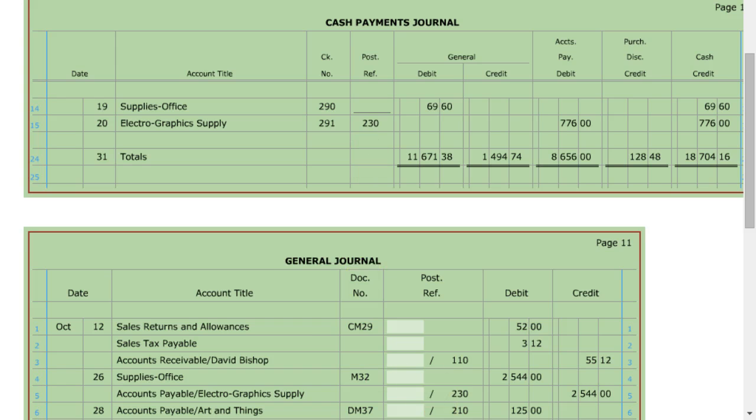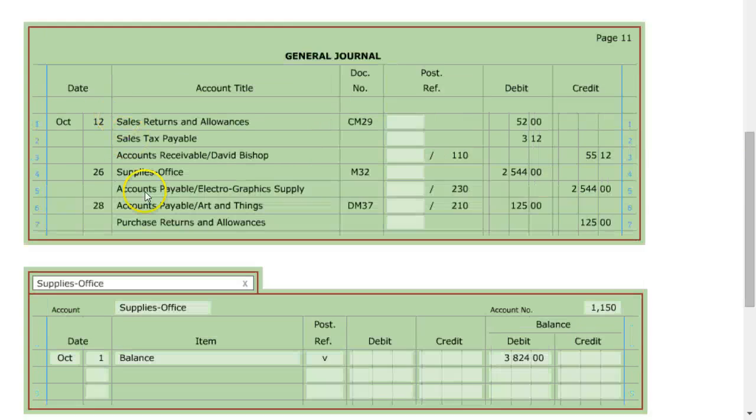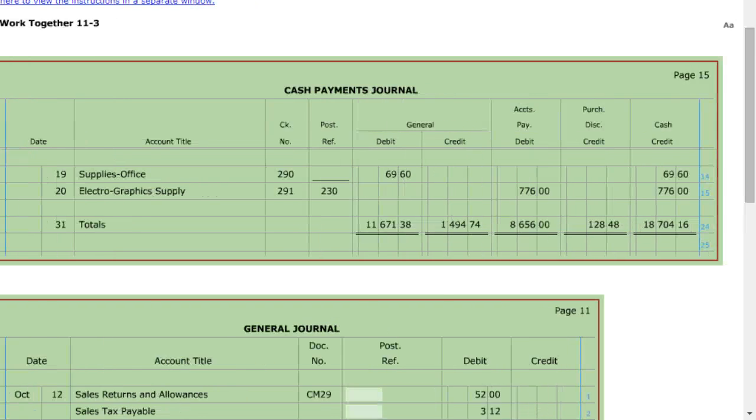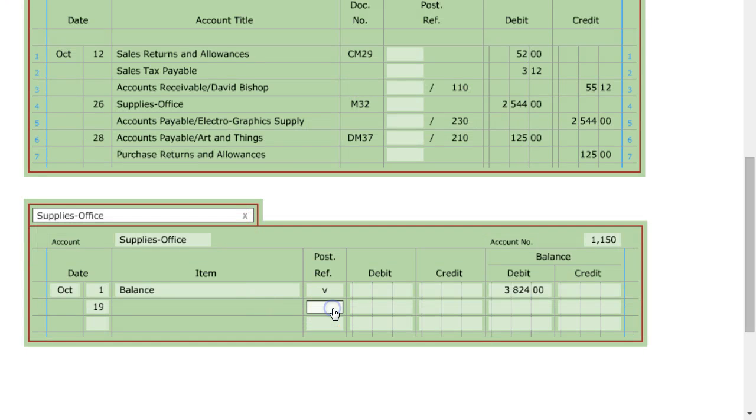All right. So the next transaction is this supplies office transaction here in the cash payments journal on page 15. We're going to post it. Typically what we've been doing is working with accounts payable and accounts receivable transactions. If it's in the general debit or credit columns, it's going in the general ledger. So we're going to put down the 19th here in office supplies. We're going to put down that we got this on page 15, so we'll put down CP15.